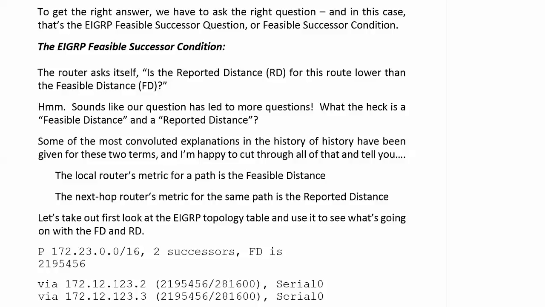Now let's take our first look at the EIGRP topology table and use it to see what's going on with this whole FD and RD thing.